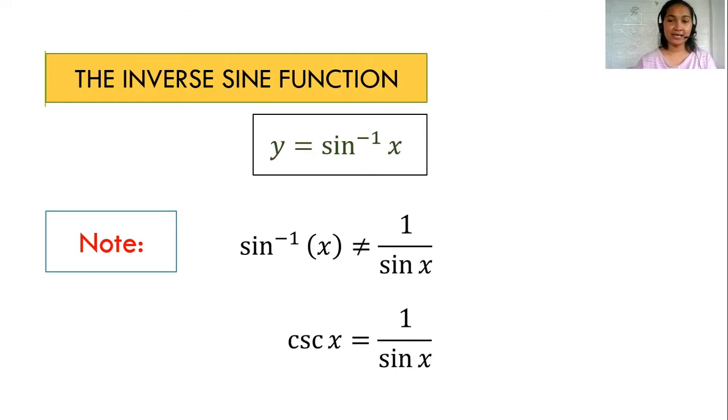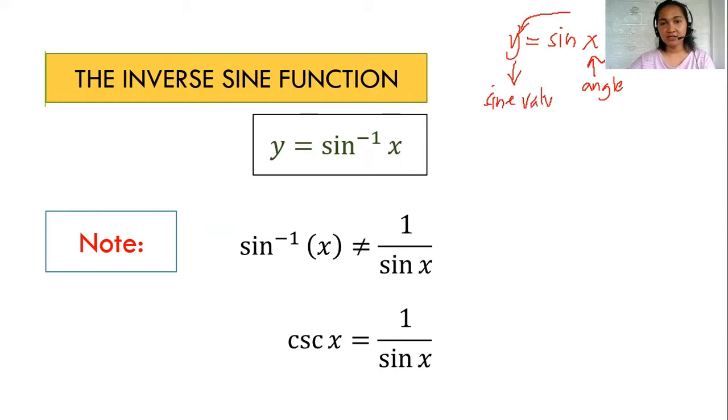In terms of the angle and the value of the given function, let's say you have y equals sine x, our ordinary sine function. We are going to plug in an angle at the x variable, and if you plug in an angle, this y will generate a sine value. That means the operator in this case is the sine itself.